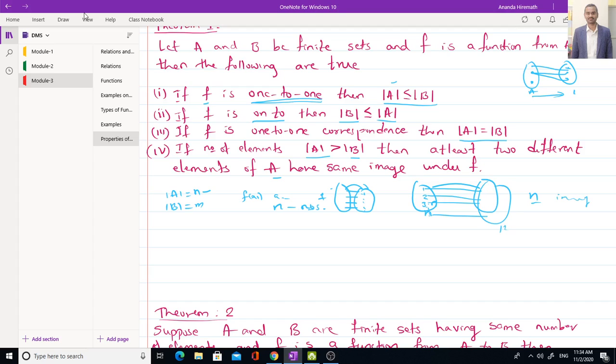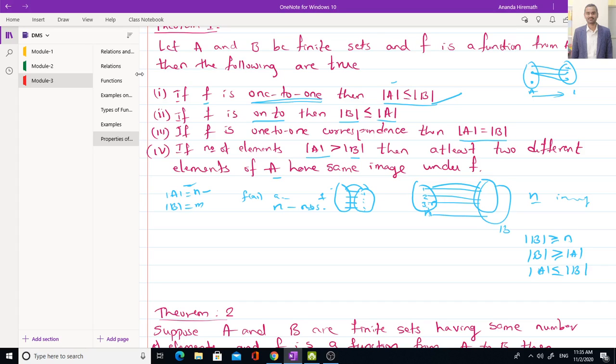So it means that the number of elements in B must be greater than or equal to n. At least n means greater than or equal to n. But what is n actually? It is the number of elements in A. So the number of elements in B is greater than or equal to the number of elements in A. Hence it is proved. That is the first result.